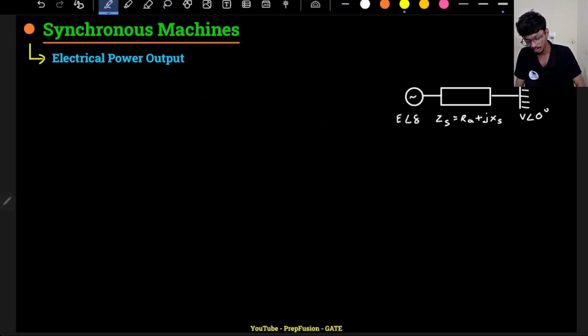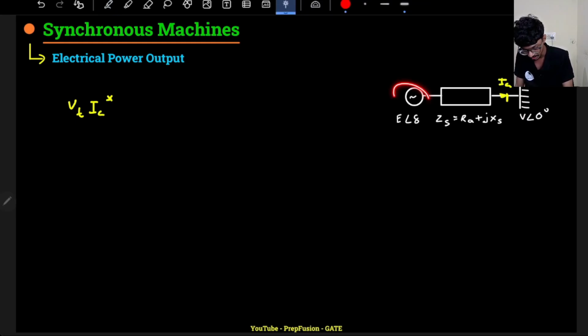First of all I want to understand what is the power output of the generator. So the power output will be here, right? This will be the power output here, correct? Power output is basically the power that the load is receiving. That I want to figure out. What will that be? That will be simply the terminal voltage Vt into Ia conjugate. This current Ia will be flowing from the generator to the load.